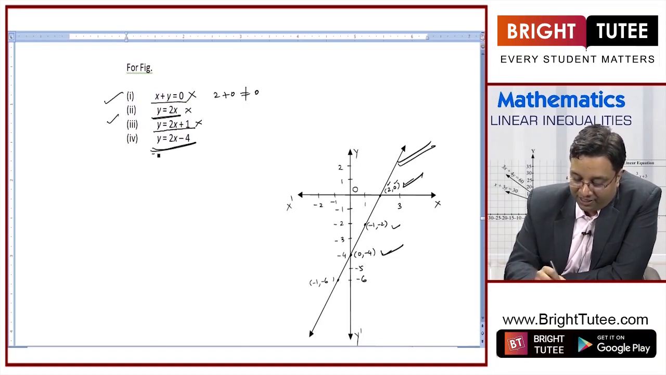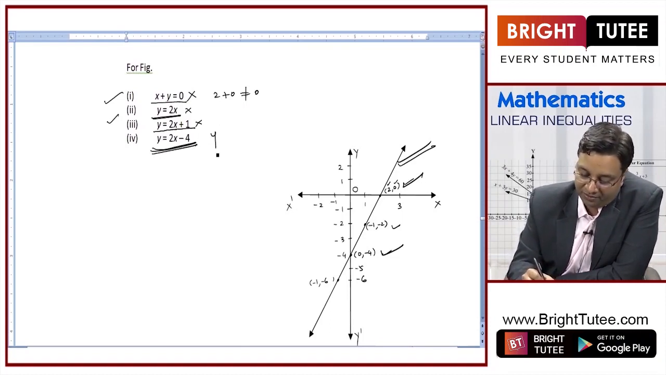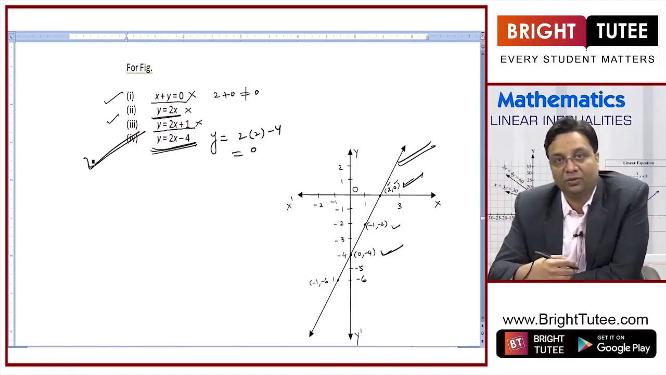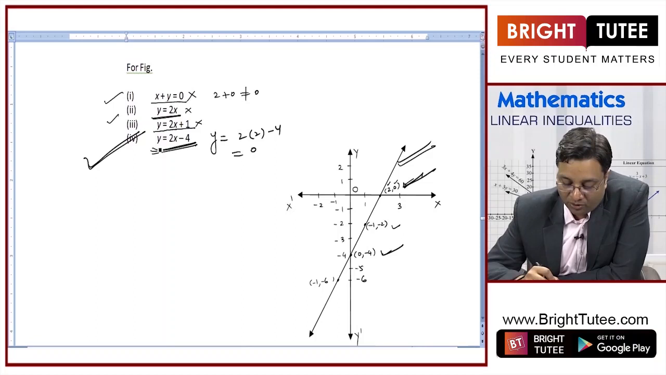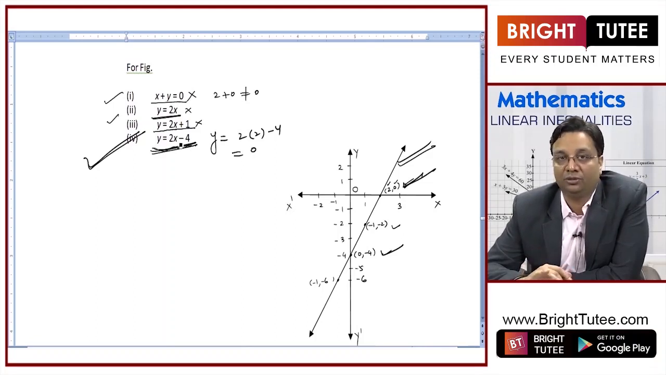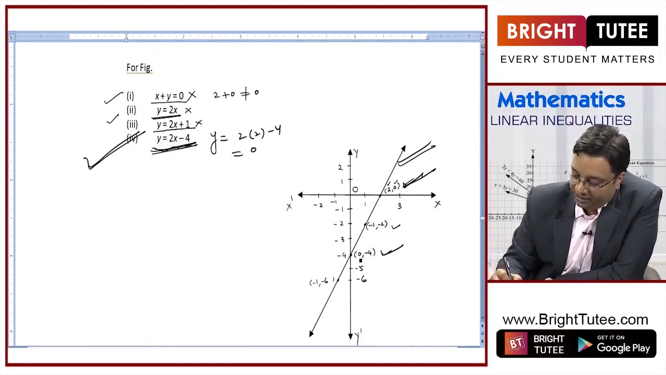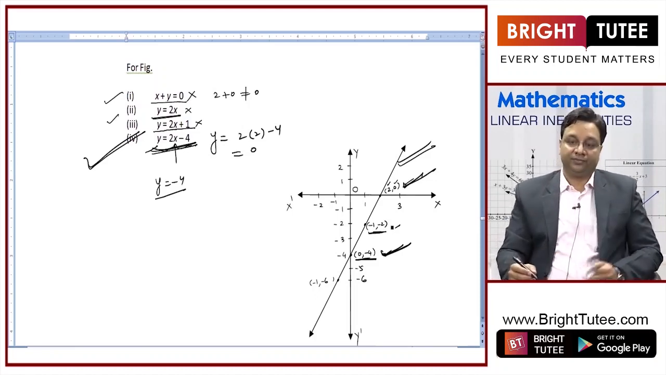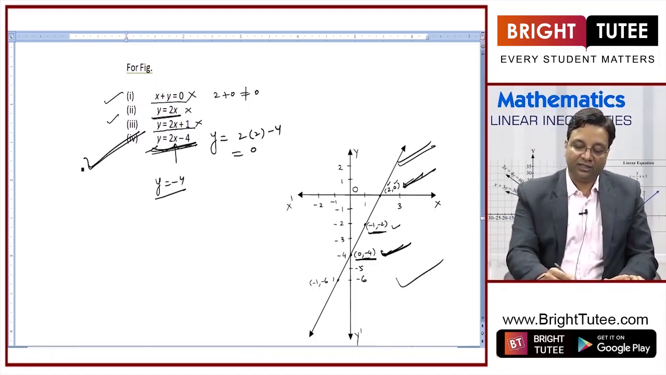In this one, if I put x equal to 2, y will be equal to 0. Hence, this is my answer. Out of these 4, this point satisfies only this equation. So I know that this will be my solution. But let me verify this by checking other points also. If I check 0 comma negative 4, put x equal to 0, then y will be equal to negative 4. So yes, this point also satisfies this equation. And similarly, you can check this one. This will also satisfy this. Alright. So our answer is option number 4.